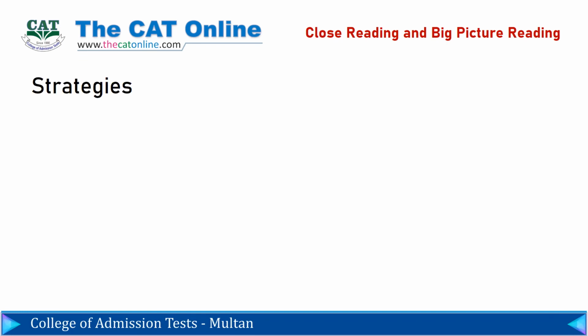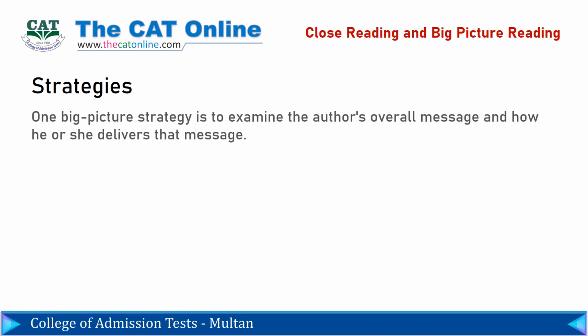Big picture reading strategies take a much wider view than close reading strategies. With big picture strategies, we take the poem, play or novel as a whole, thinking about elements that run through the entire work. One big picture strategy is to examine the author's overall message and how he or she delivers that message. For example, Shakespeare is obviously trying to say something about family grudges with Romeo and Juliet. All the miscommunications and misfortunes that befall Romeo and Juliet, and their families, are compounded into a full-blown tragedy. In the end, though, the two families are united in their grief.